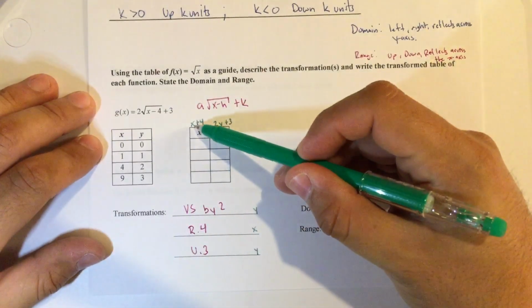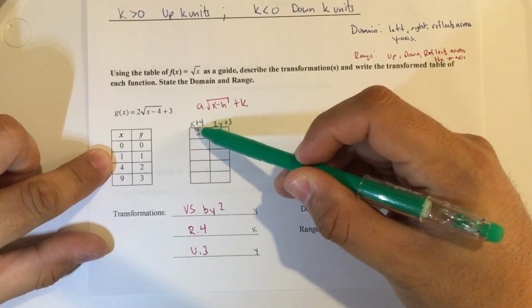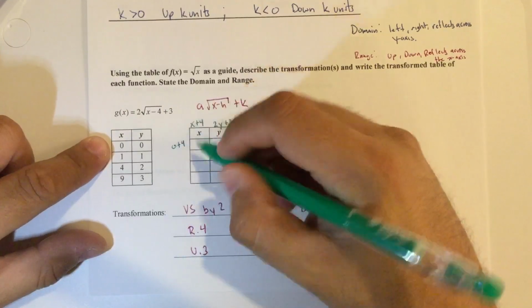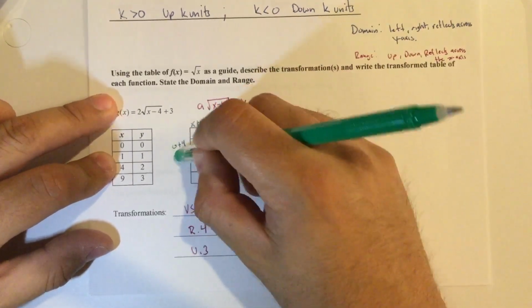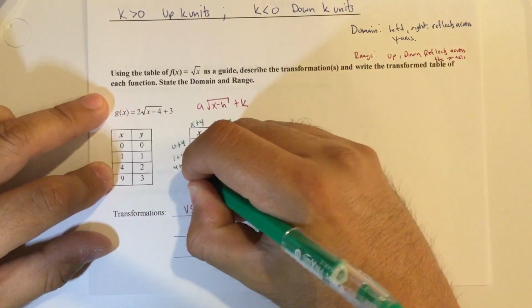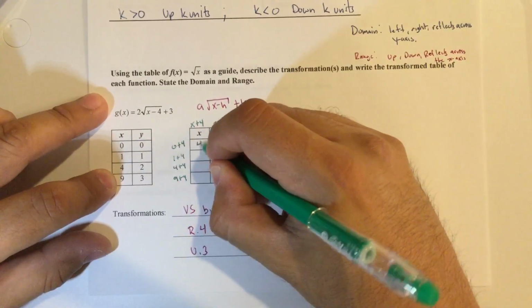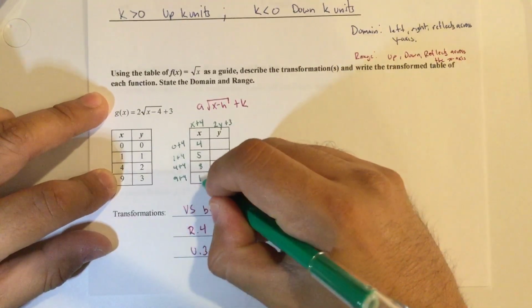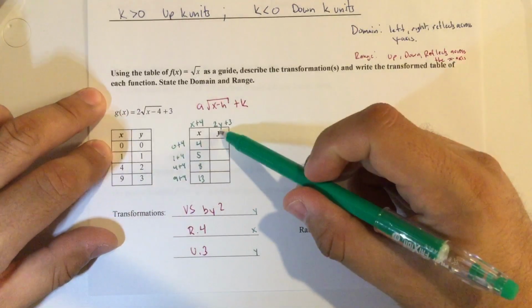So what this tells me is, going back to the original parent function table, I'm going to add 4 to each x value. So in this case, it would be 0 plus 4, 1 plus 4, 4 plus 4, and 9 plus 4. And I just add them. 0 plus 4 is 4, 1 plus 4 is 5, 4 plus 4 is 8, and 9 plus 4 is 13.